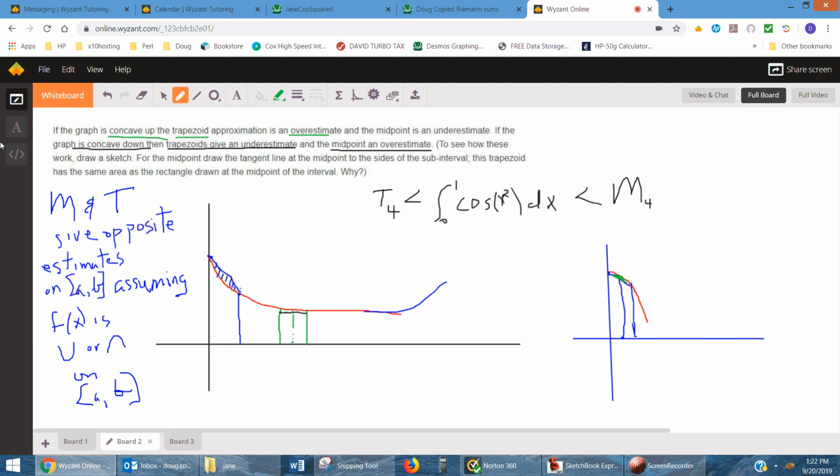So the midpoint and the trapezoid rules give opposite estimates, over or under, on the interval from A, B, assuming f of x is concave up or concave down. So if you remember that they are opposites, then you just have to memorize one of them. So I would memorize this one. Up trapezoid O. Up trapezoid O. UTO.